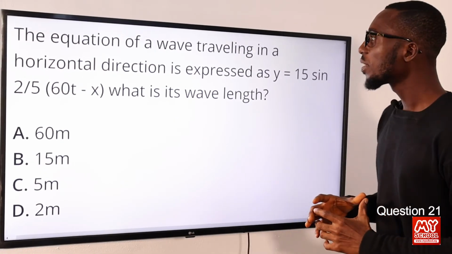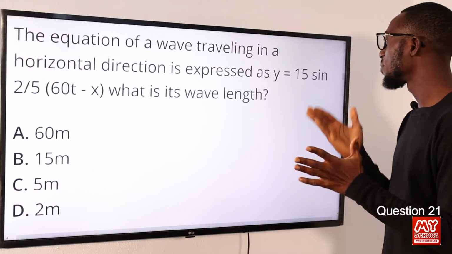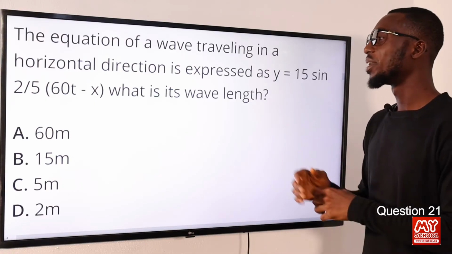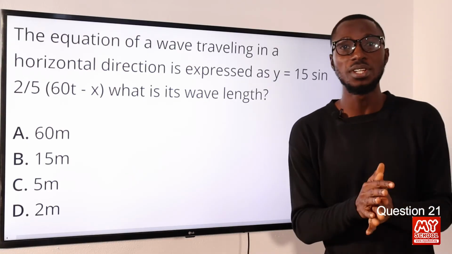21. The equation of a wave traveling in a horizontal distance is expressed as y equals 15 sine 2π over 5 (60t minus x). Okay, so what is its wavelength? Let me just show you where this equation is coming from.